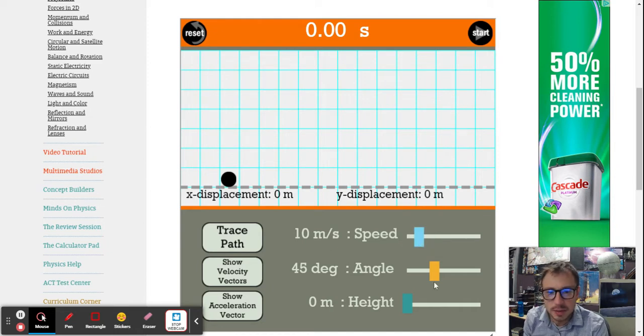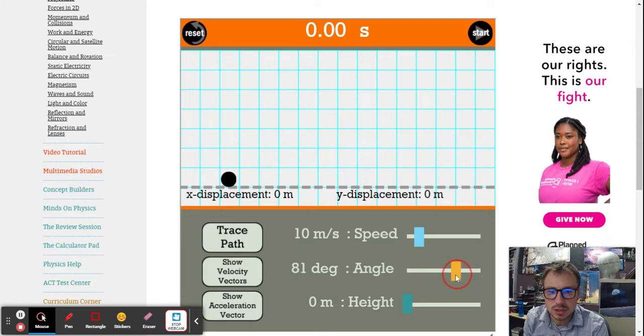Then it says the angle will be at 90 degrees. So that will set it on a path going in the direct upward motion, right? 90 degrees. There we go. Then the height will be at 0. Okay, then we want to click these 3 buttons like this.